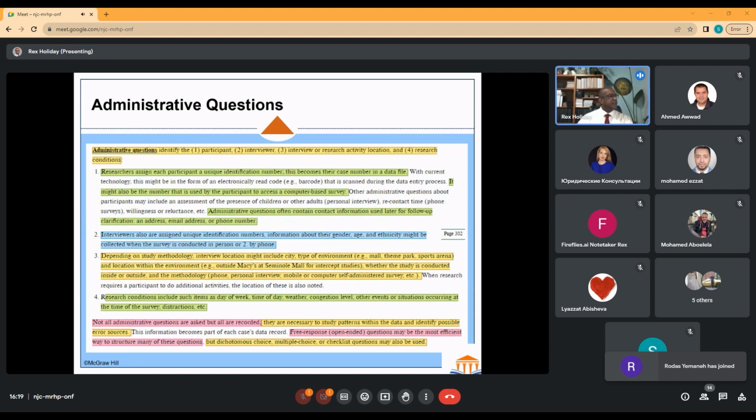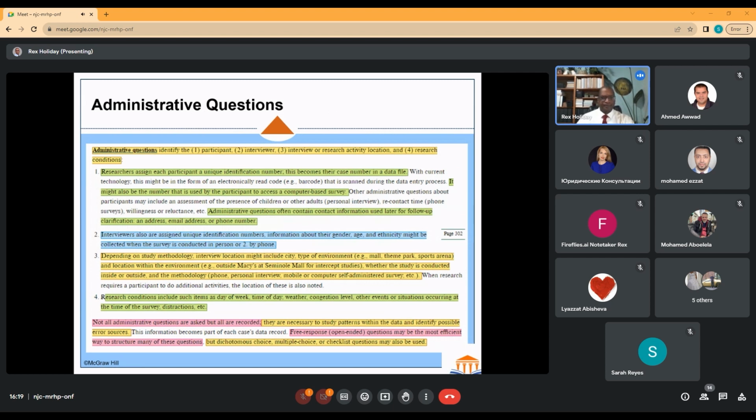Okay, so let's get into this. Administrative questions identify the participant, interviewer, interview or research activity location, and the research conditions. Researchers assign each participant a unique identification number. This becomes their case number in a data file. It might also be the number that is used by the participant to access a computer-based survey.